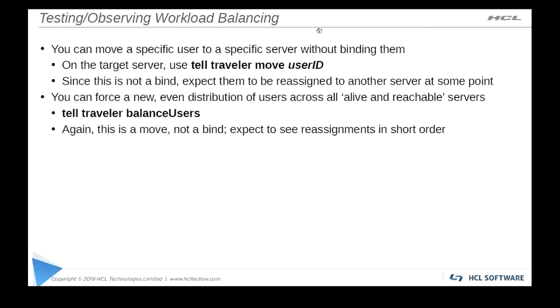So this basically does a reset of workload balancing. If you have 4 servers and 1,000 users, this command will put 250 users on each server dynamically. And again, we're moving them. We're not binding them in place. So you can expect to see them reassigned elsewhere as the workload progresses. But these 2 commands will let you take a 50,000-foot view of your workload balancing performance and basically do a reset and just evenly distribute the users across the pool.